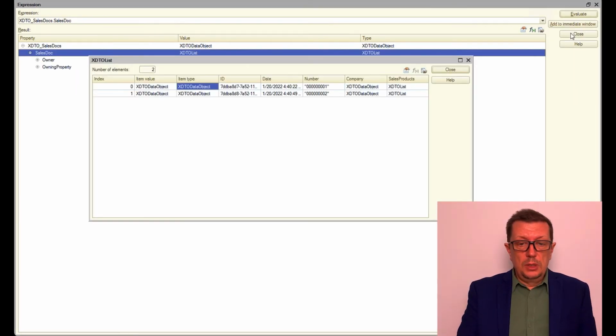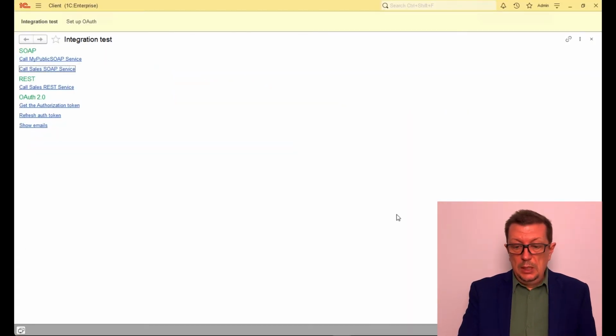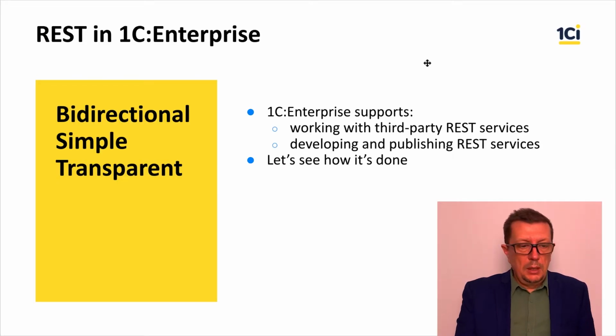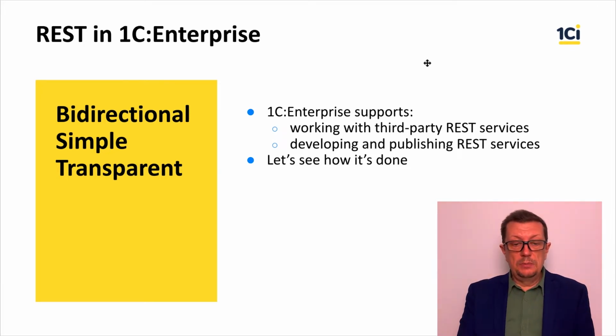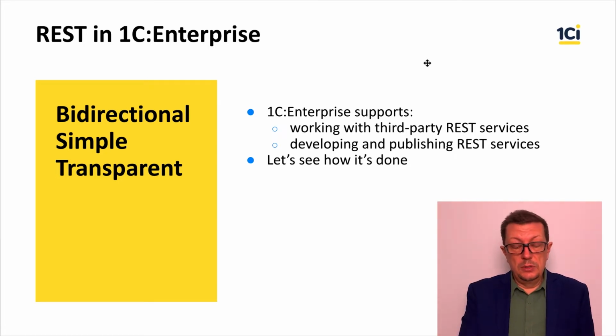So this was a more realistic example of what can be done using SOAP services. And now let's get to the REST services. Again, a different format, but the same deal. Bidirectional, simple, very easy to understand, very transparent. And again, 1C:Enterprise supports working with somebody else's REST service, or implementing and publishing your own service, so somebody else can call it and do with your data what you allow them to do.